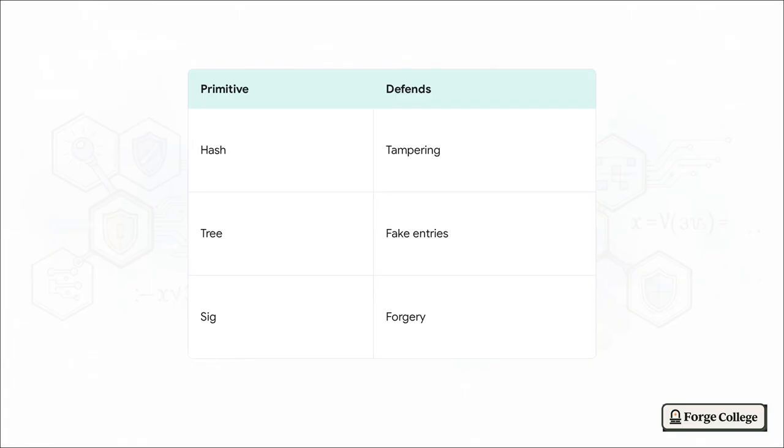Your Merkle tree defends against fake entries, but only if you strictly document your leaf pools and pairing order. And your digital signature defends against forgery, provided you lock down that canonical serialization we just talked about. You see, security isn't just about throwing the right tools at a problem. It's about making and thoroughly documenting the exact mechanistic decisions of how those tools are applied.